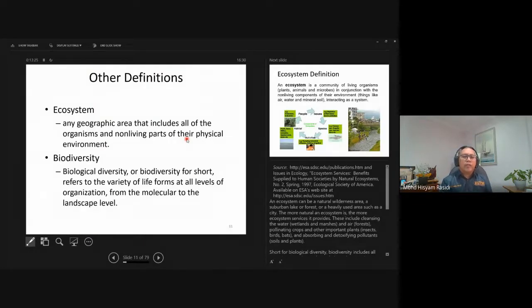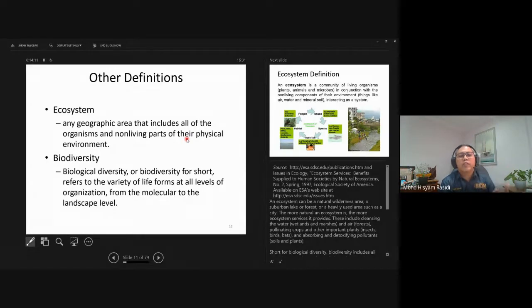So an ecosystem, as well, is any geographic area that includes all the organisms, living and non-living parts of their physical environment. The system is a process that connects all components. And we're talking about biodiversity. Okay, biodiversity refers to the variety of life forms. For example, vegetation, soil, habitat. Even when we plant certain vegetation, the vegetation attracts birds, species, butterflies. So the biological diversity of that particular area is increased.